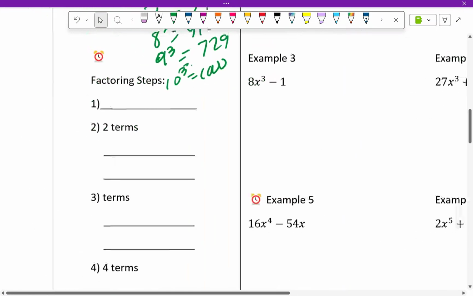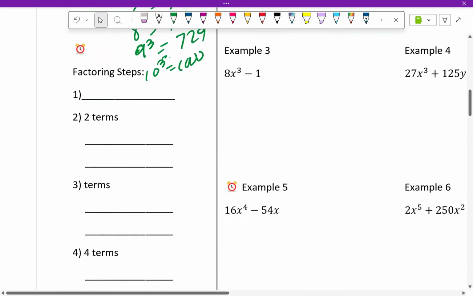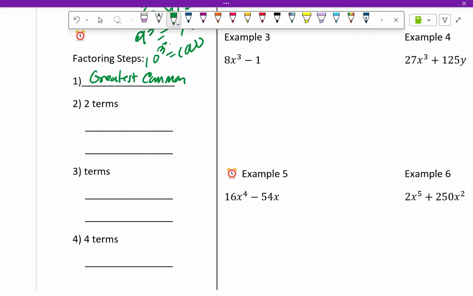So the first thing, let's talk about our factoring steps because these don't change, okay, in everything we do. First thing we always look for is a greatest what? Common factor. That rule hasn't changed. First thing you should always do, greatest common factor, okay? If we have two terms, we look to see if they are squares or cubes, because now the cubes are going to show up in two terms.